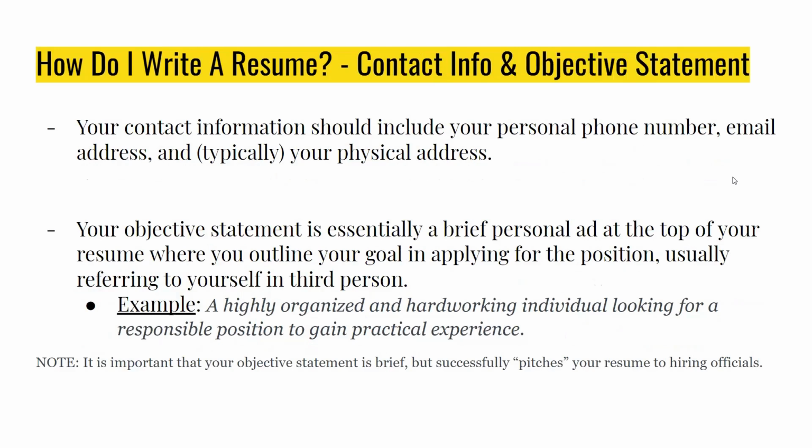So then we will move to contact information and your objective statement. Your contact information should include obviously your personal phone number, email address if you have one, and then typically your physical address. This does not mean that a potential employer is going to come to your house for any reason. That's basically just to make sure you are somebody who is local to that employer. So if I were somebody in Nevada applying for a job here in Kentucky, they could say, oh, she lives in Nevada. Let's go ahead and toss that out.